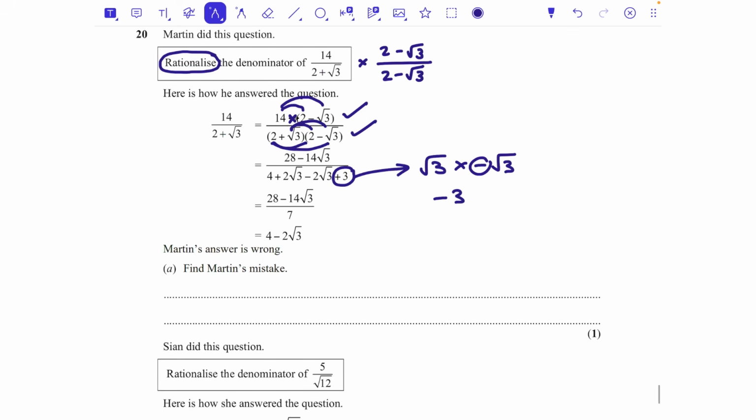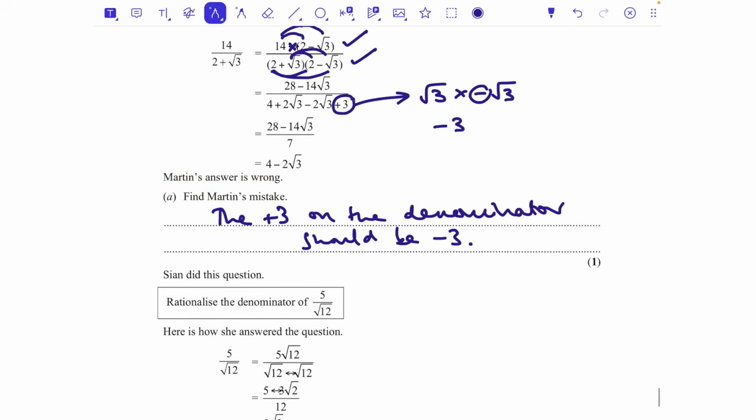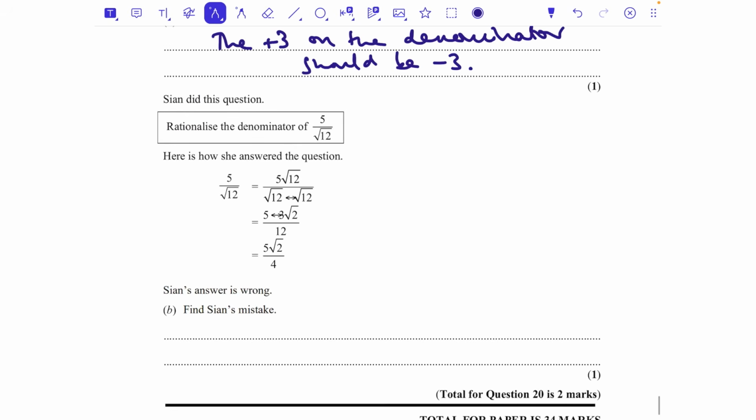So it says find Martin's mistake. The plus 3 on the denominator should be minus 3. That's his error. Sian did this question, rationalise the denominator. So ignore mine. Mine's formatted slightly funny, that you should have multiplications there. Here is how she answered the question.